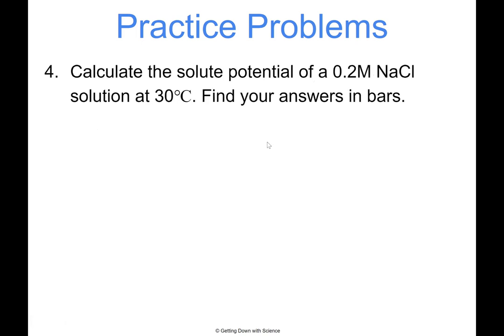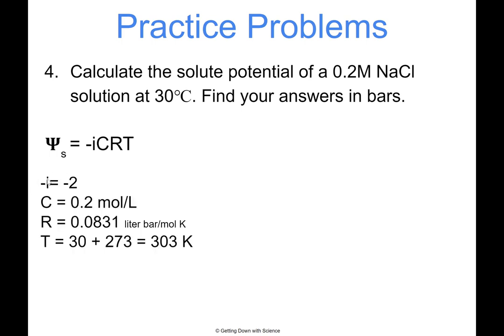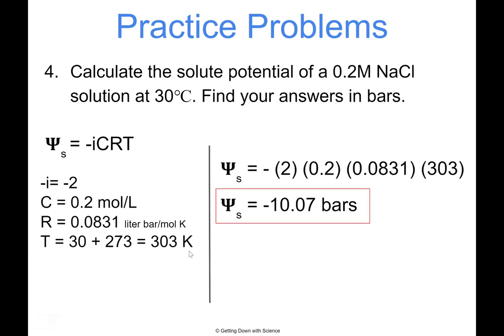Remember what I said, a lot of times 0 bars is our pressure potential, so it really doesn't have an effect. Okay, calculate the solute potential of a 0.2 molar sodium chloride solution at 30 degrees Celsius. Find your answer in bars. Formula. And let's set up all our numbers. For sodium chloride, -i is -2. C, they gave it to us in the problem. We use the bar one, and we calculate our temperature in Kelvin. Then we just plug it into the formula, and we get -10.07 bars.